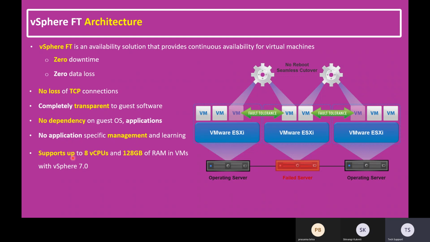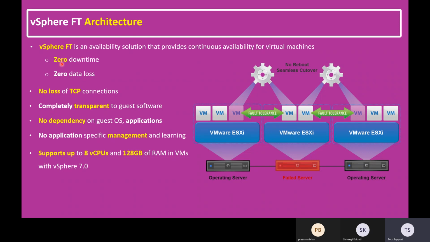As for what FT supports, it supports up to 8 virtual CPUs and 128 GB of RAM in virtual machines with version 7.0. If your virtual machine has a maximum of 8 virtual CPUs, we can enable FT. If your virtual machine is running with more than 8 virtual CPUs, the FT feature is not supported. In the present VMware 7 series, they give support up to 8 virtual CPUs. In the previous 6 series editions, VMware gave support up to 4 virtual CPUs only. If your virtual machine runs with more than 4 vCPUs, the FT functionality will not work. And I will show you some more limitations and configuration limits in the following slides.